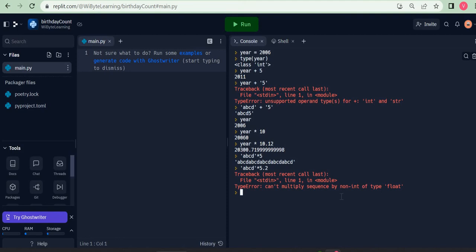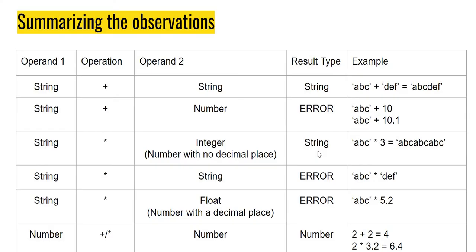One is that we have to be careful when we use even the basic operations like add and multiply. We have to be careful on what the operands are, which means what are the quantities we are applying this operation to. Number two, the outcome depends on what kind of operation, what kind of operands you are using here, and those two are important points. I'm going to summarize this here in this table.